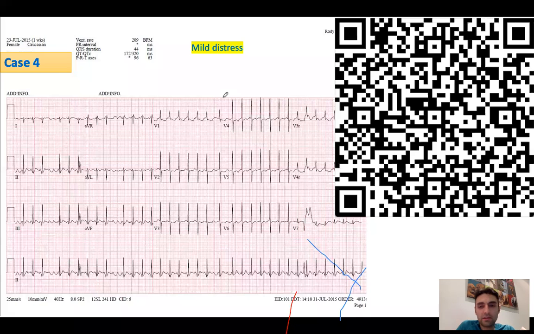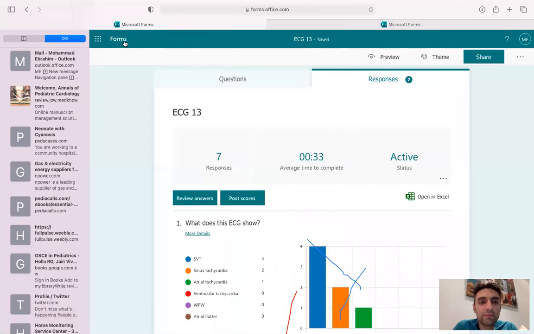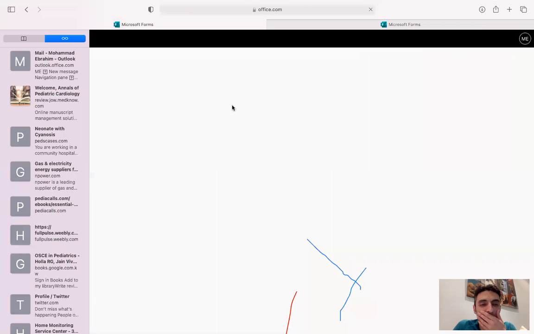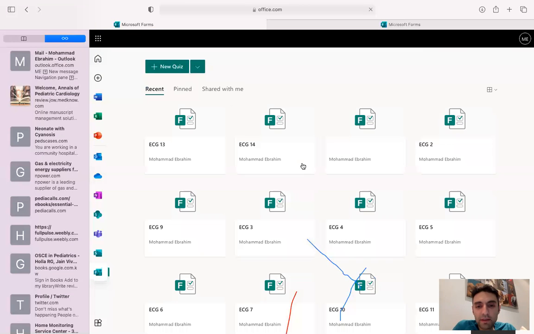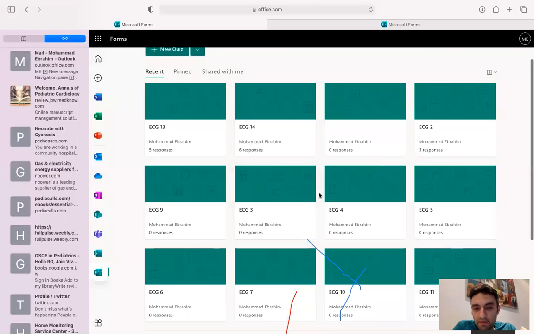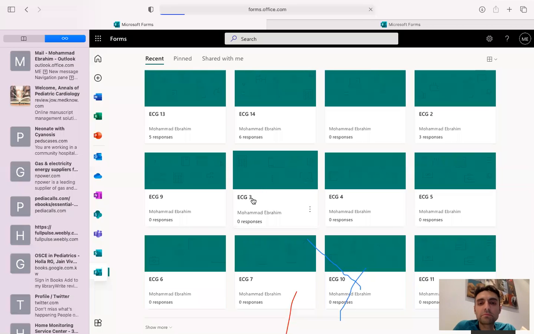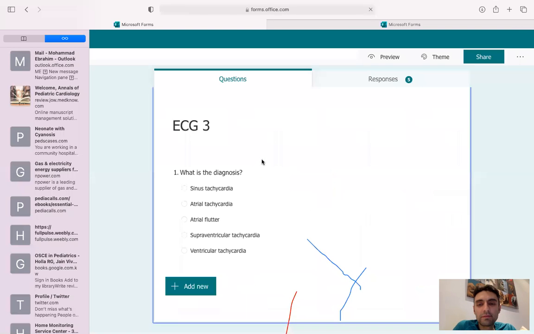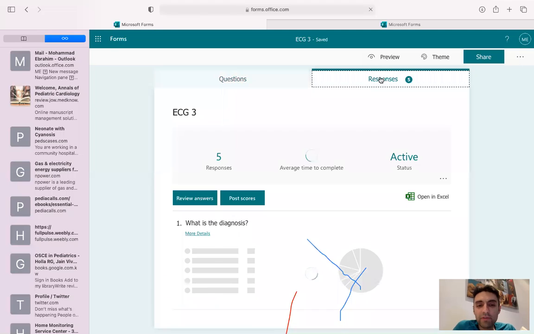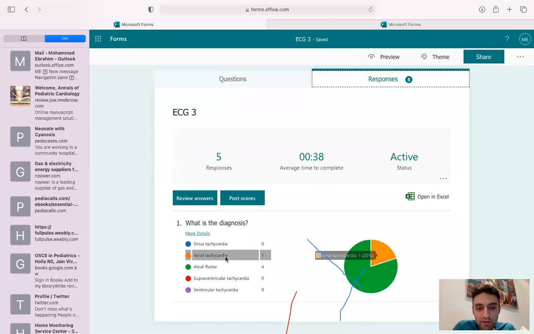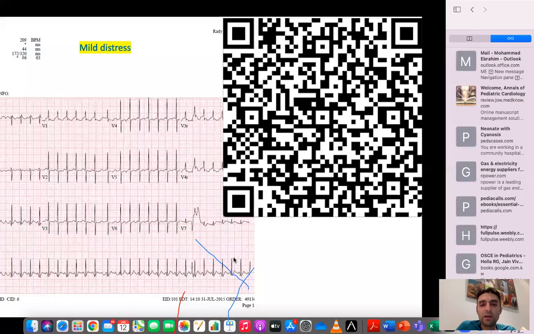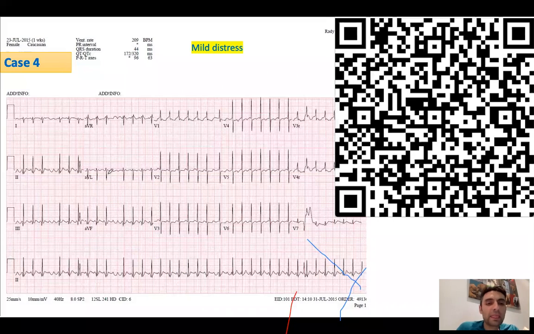Okay, so you guys, I'll see the responses now. ECG 3. ECG 3. Okay, I have 5 responses. Atrial flutter 4, excellent. 1 tachycardia. Okay, good. So yes, he's in atrial flutter.